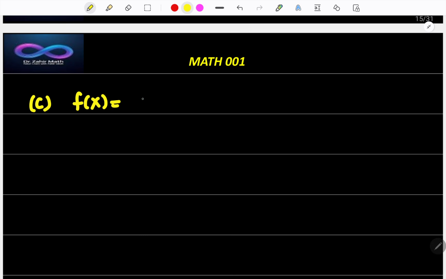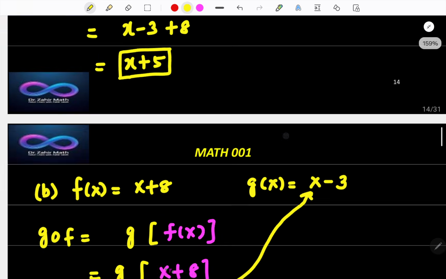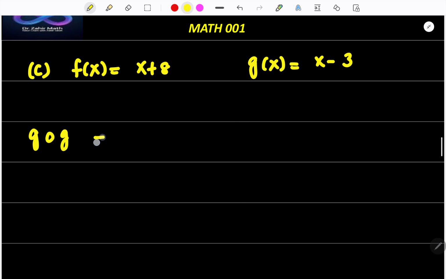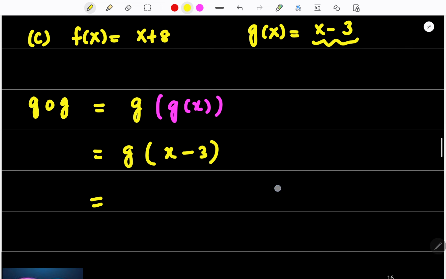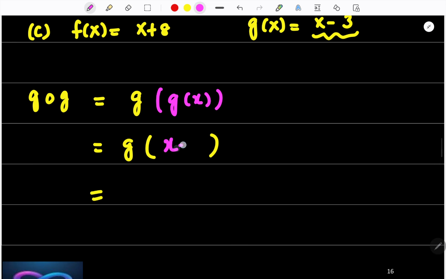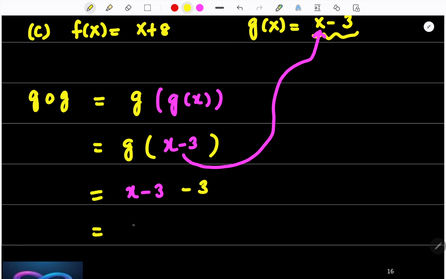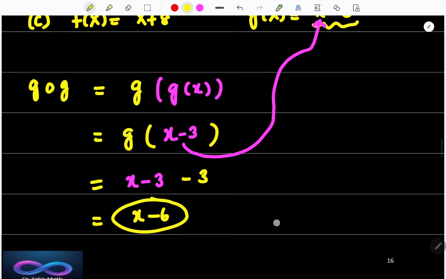Again, I will write f of x equals x plus 8, and g of x equals x minus 3. Now, what is the question? g composite g. What is g composite g? g and then g of x will be inside. So this equals g of x minus 3. Again this x minus 3, you are going to put in g in the place of x. So x minus 3 and then minus 3, which is equal to x minus 6. Clear? Right.